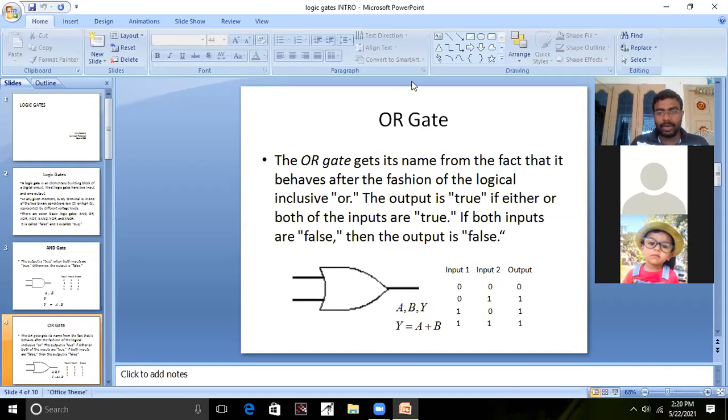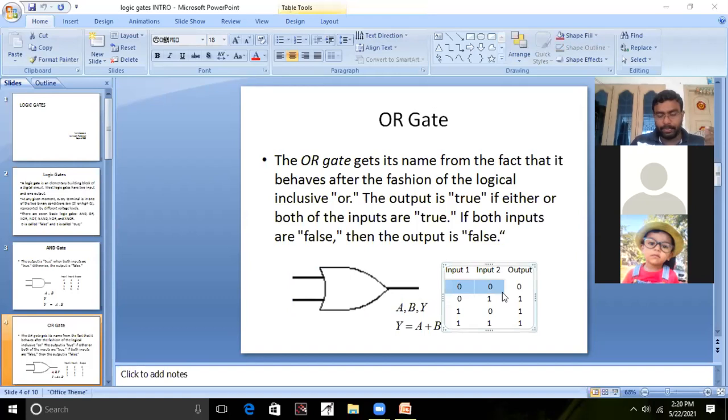Remember that. Keeping that in mind, see here, I told you already, this OR gate is used for adding the two inputs. When I take 0 plus 0, we already know that 0 plus 0 is 0. 0 plus 1 is 1.